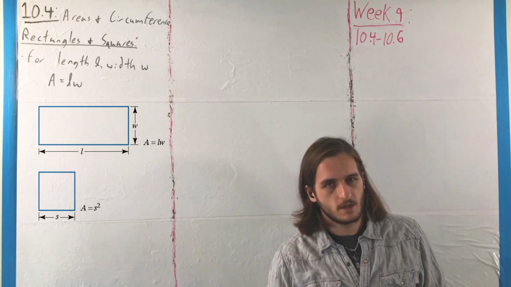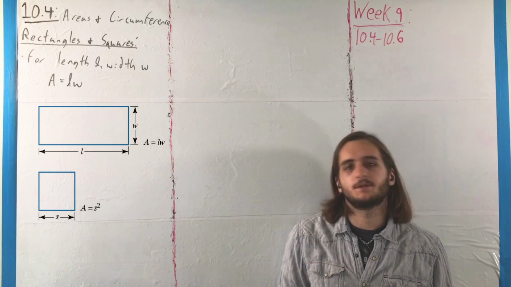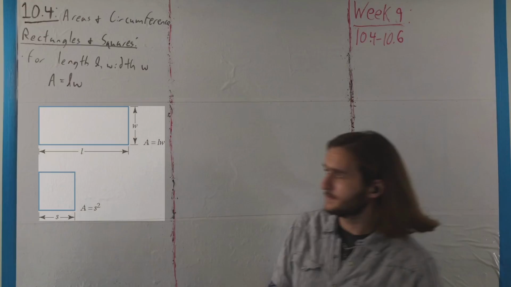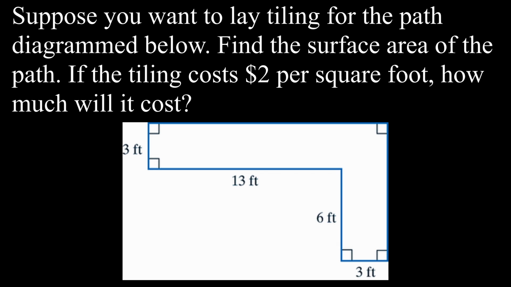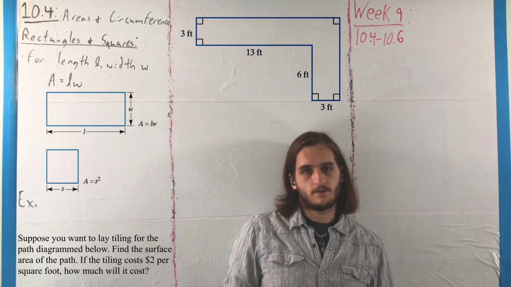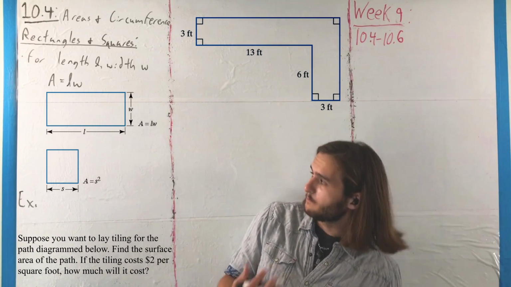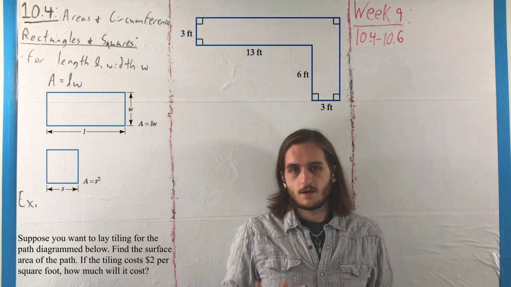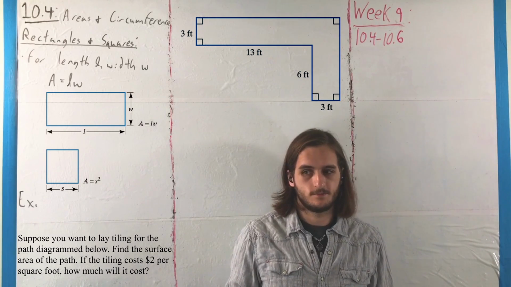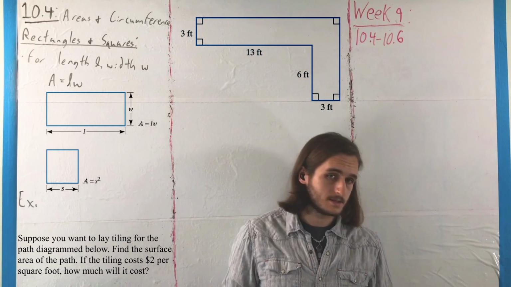It's a pretty basic formula here, so let's just take one quick example to understand how we can use it. Suppose you want to lay tiling for the path diagrammed below. Find the surface area of the path. If the tiling costs $2 per square foot, how much will it cost? So like I said, we have that very basic idea of looking for something in terms of the square footage. This is our basic unit of, well, 2-dimensional position and size.